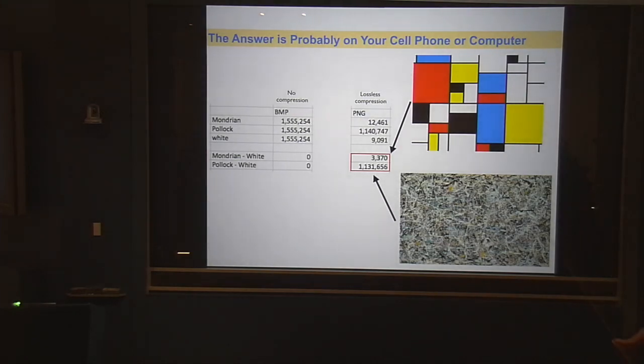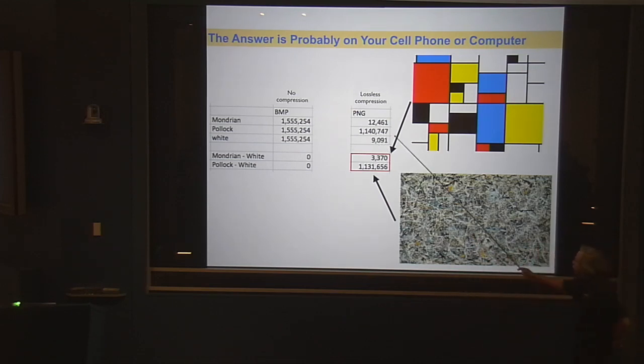Because the camera stores these images in a compressed form. And if you're lucky and you pay enough money for your phone or your camera, it losslessly compresses it, which means you can get all of the information from before the compression back by decompressing it. When you do this, you find, aside from overhead, so these are three images all the same size. One's the Mondrian, one's the Pollock, one's just white. There's overhead in the compression, which corresponds to about 9,000 bytes here.